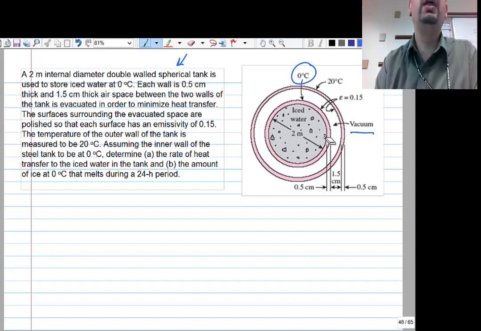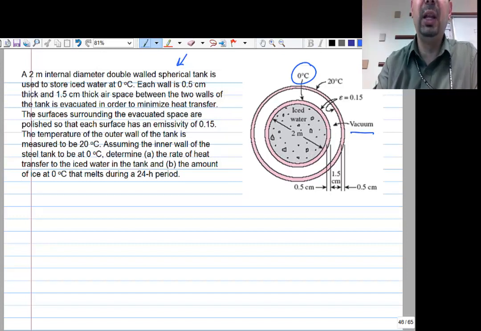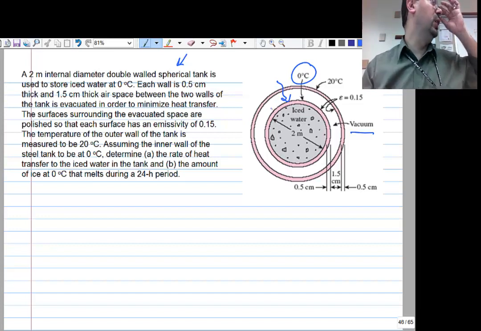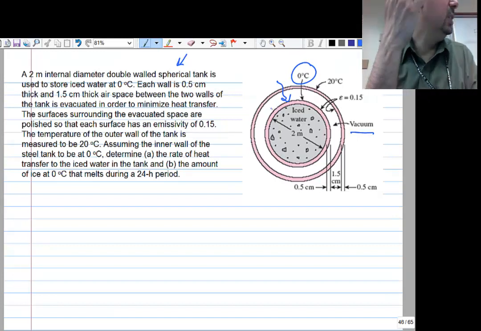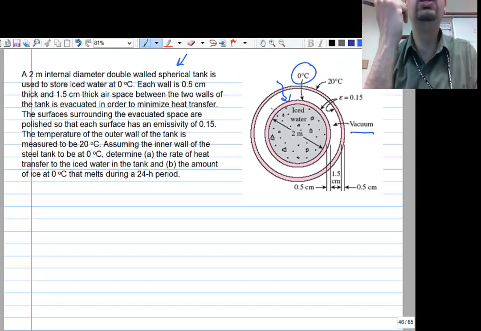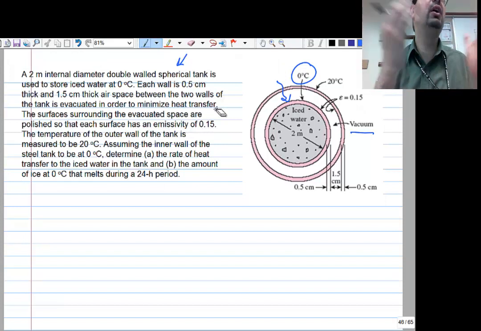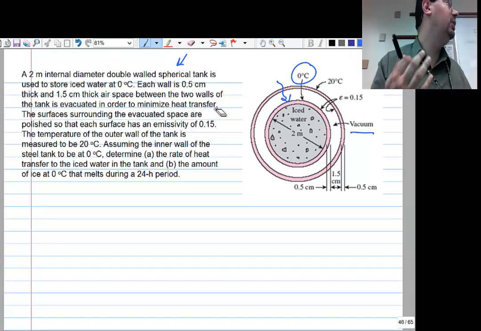So basically, since there is no air to conduct, the only mechanism is radiation. There is no convection, there is no conduction, there is no fluid to move heat either by conduction or by convection. It's only radiation from the hot to the cold. Right? So the surfaces surrounding the evacuated space are polished so that each surface has emissivity of 0.15. So they make them shiny and polished so that they wouldn't radiate. If they are black, they will radiate.